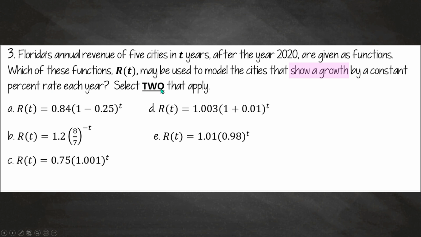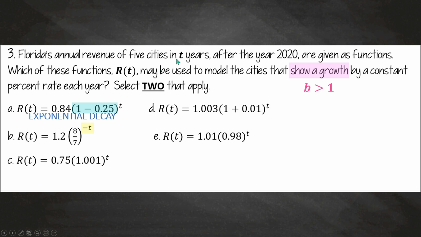So there will be 2 correct answers, and we are looking for growth, so that is when b is greater than 1. Well, in option A, I have 1 minus a number, okay, 1 minus 0.25, which is showing exponential decay. In answer choice B, please note that I have a negative t.